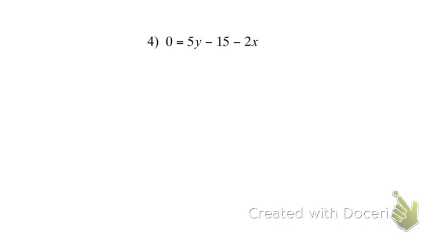Okay, your last example for today is this one. Okay, I noticed that everything is on the right side of the equation and there's only a 0 on the left side of the equation. Again, I'm trying to put this equation into slope-intercept form, which looks like y equals mx plus b. So what I'm going to do is move the y term to the side it belongs on. This y term is a positive 5y. It's positive.